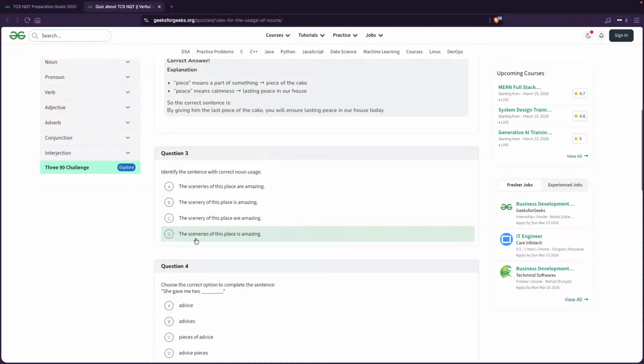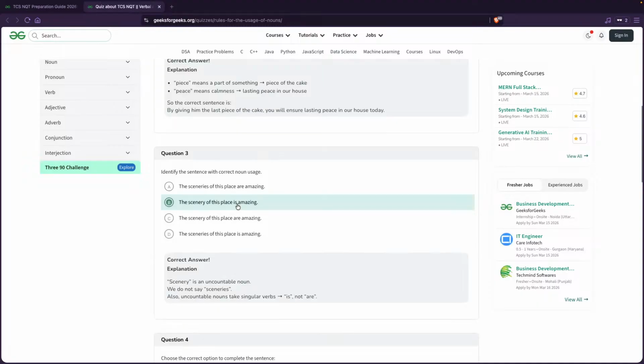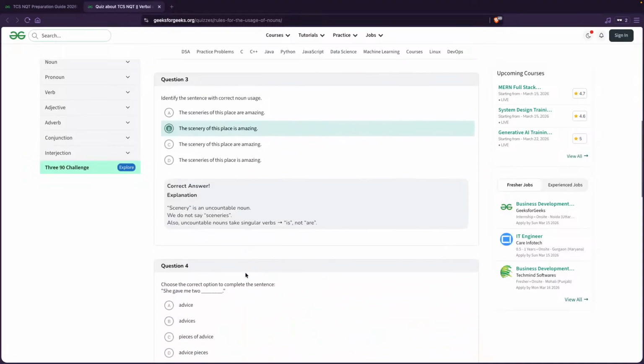Scenery. I think the scenery is just a single thing, one thing that you are looking at. The scenery of this place is amazing. The sceneries. I guess this is the correct answer. Yes, it is correct. The sceneries.